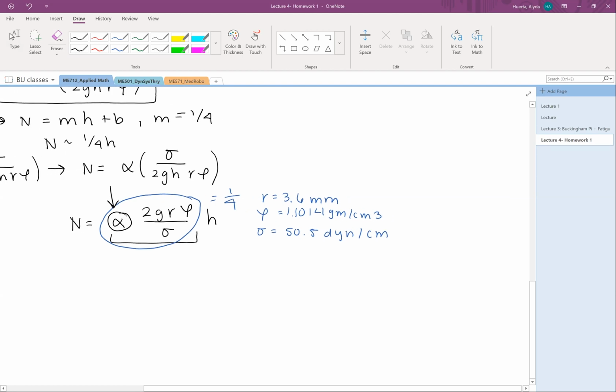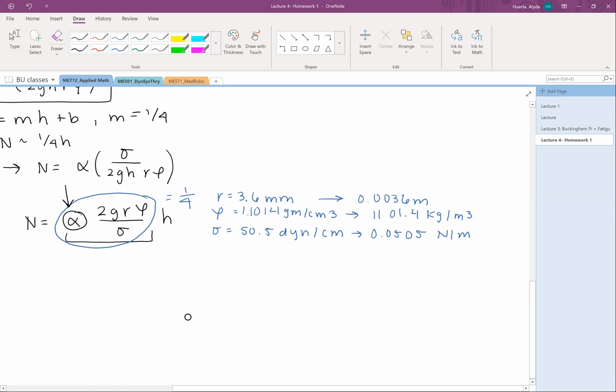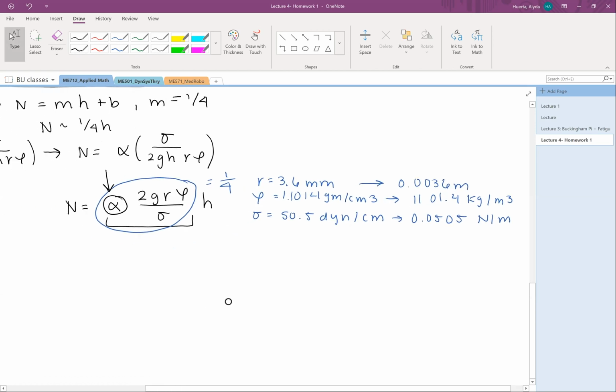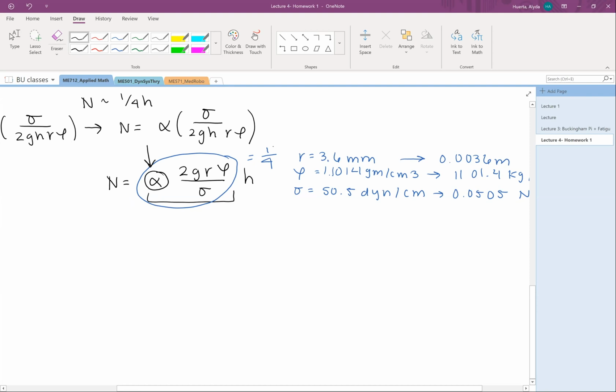And what I did, just to make my life easier, is I converted all these into the same units. So it says 0.0036 meters, 1101.4 kilograms per meters cubed, and 0.0505 newtons per meter. I might have done some math wrong here at some point, just as an FYI. But this is what I got for my conversions. So you go ahead and just plug this back into basically this equation here, so you can solve for alpha, which is what they're asking you.